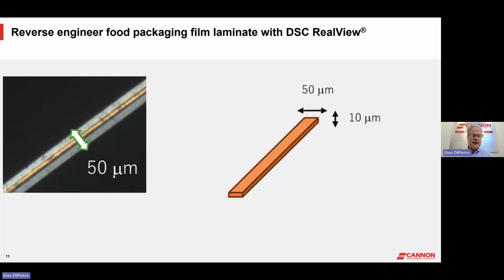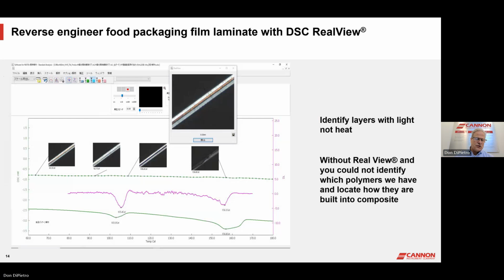Along the same line, this is a packaging material. This is a multi-laminate film that was microtomed and just placed flat in the DSC pan. And you can see the dimensions of this specimen. And so what we're looking at here is the result of the DSC curve of that small specimen. And of course, if you run essentially nothing in a DSC, the response will be nothing. And that's what this green curve is showing.